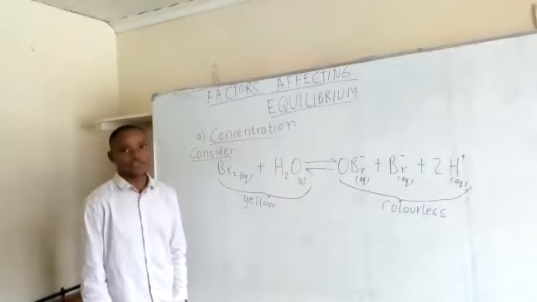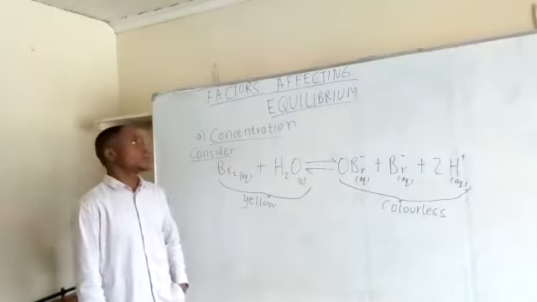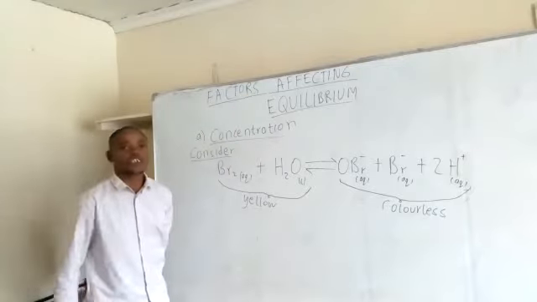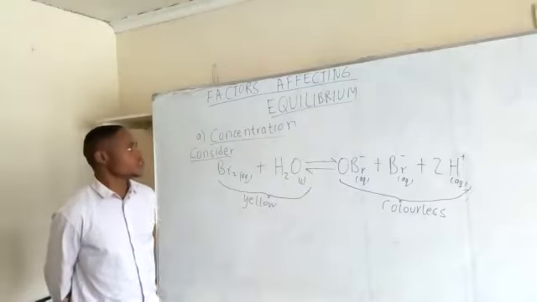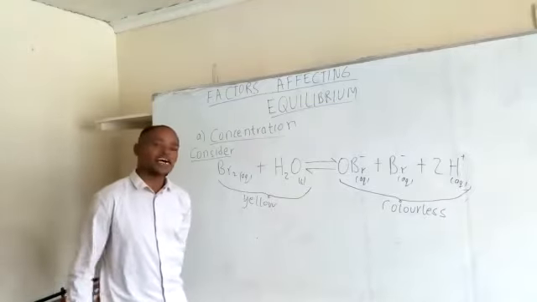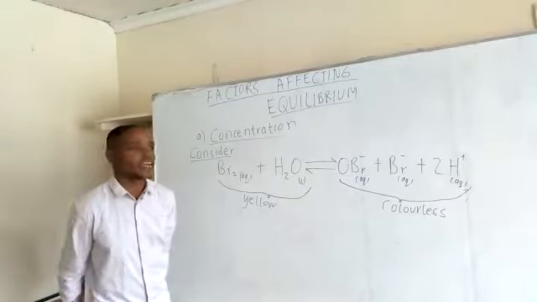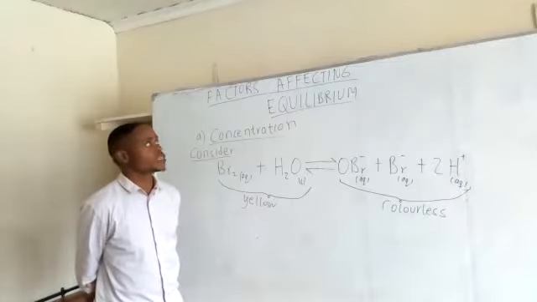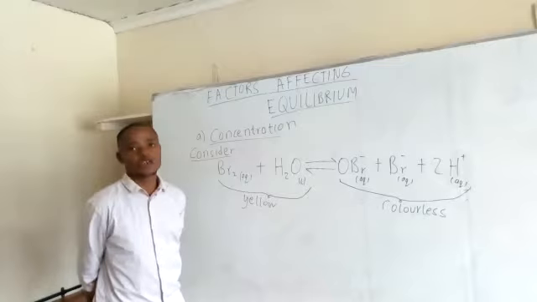Today we're going to look at the factors affecting the equilibrium, and our first factor is concentration. So, we're going to see how altering the concentration of either the reactant or the product is going to affect the position of the equilibrium.